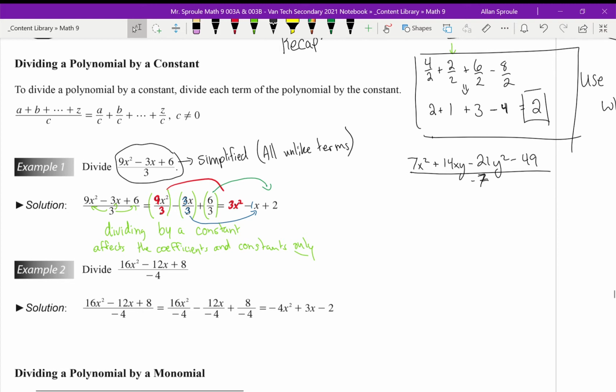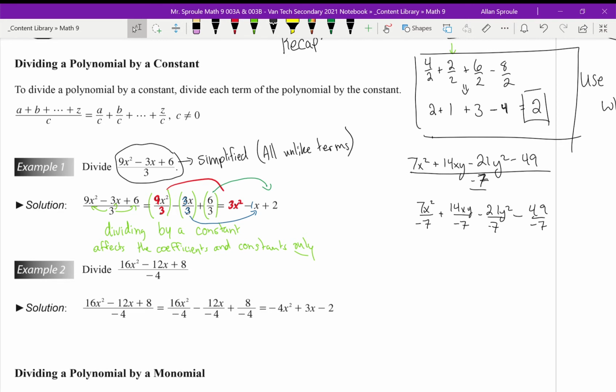Actually, let's do negative 7. I'm feeling adventurous. So again, what they're saying is apply this to everything. So I have 7x squared divided by negative 7 plus 14xy over negative 7 minus 21y squared over negative 7. Take away 49 over negative 7.